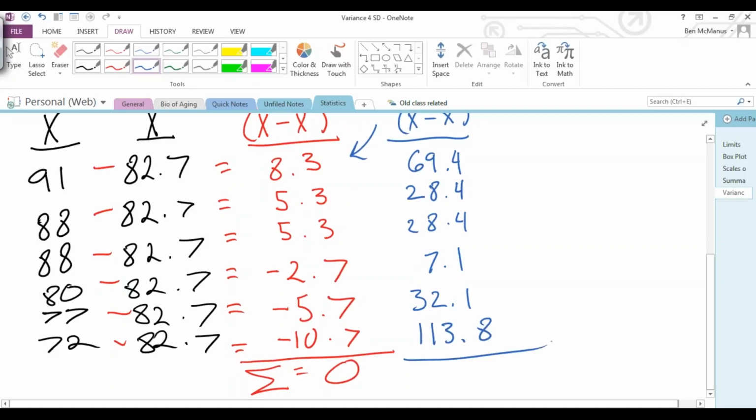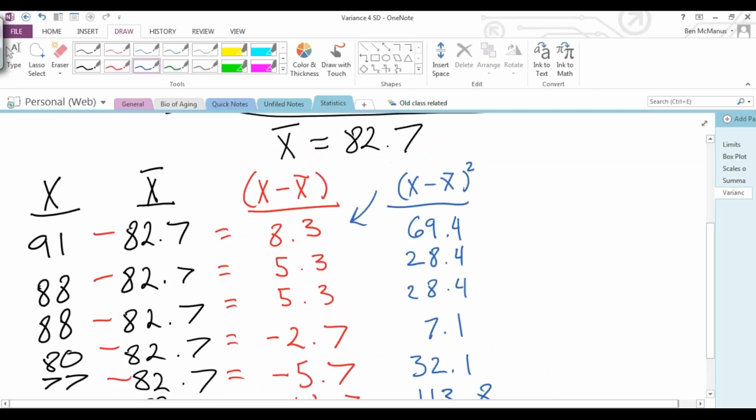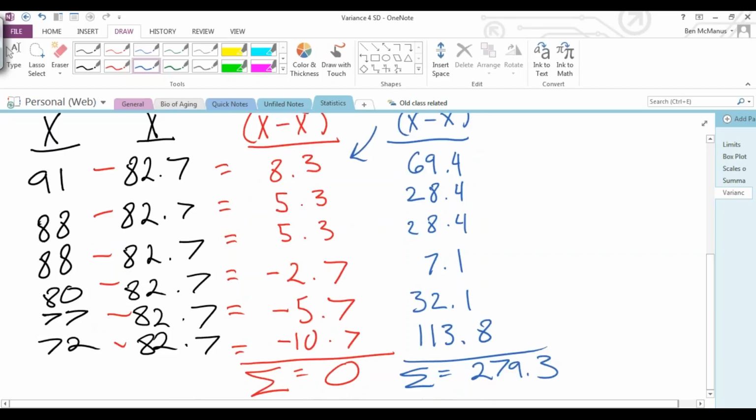So if we add these up, we will not get a 0. Summing all of these, we get 279.3. So the difference between all of my values and the mean for my entire data set, squared, is 279.3. That is also known as the sum of squares. You don't have to know that now. That will come up later, a few weeks down the road. But again, we have just gotten the difference between the values and the mean, we have squared it, and we have summed those squares. That's why it's called sum of squares.